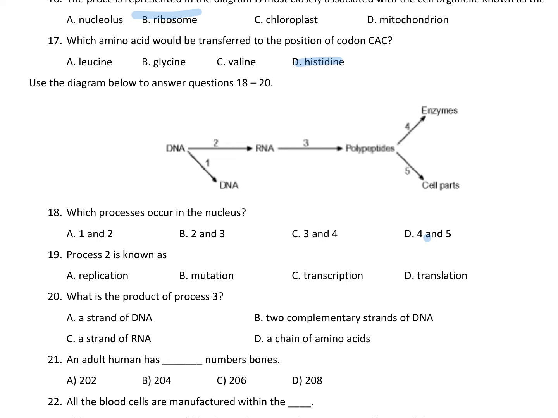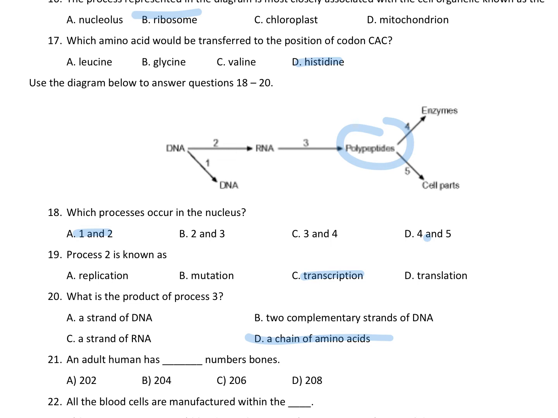We can keep moving. All right, another diagram like this one because it's showing the roadmap, right? We talked about the central dogma of biology. So, which process occurs in the nucleus, right? And that's going to be 1 and 2. Process 2 is also known as transcription. And then what is the product of process 3? And that's going to be your chain of amino acids. Hence, we see right there the word polypeptide.